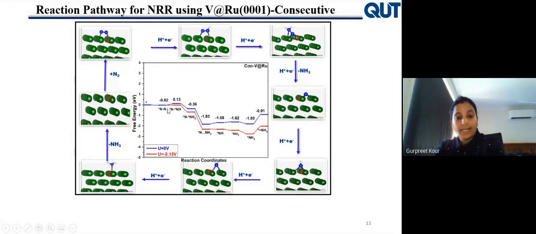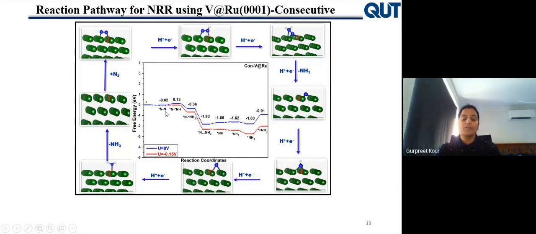In the next step, the NNH was further hydrogenated, giving rise to the formation of NNH2, and the free energy change was minus 0.49 electron volt. All the steps are downhill, except for the first step and the conversion of N to NH, which were the uphill steps. After the elimination of one ammonia molecule, the remaining nitrogen upon further subsequent hydrogenation gave another ammonia molecule.